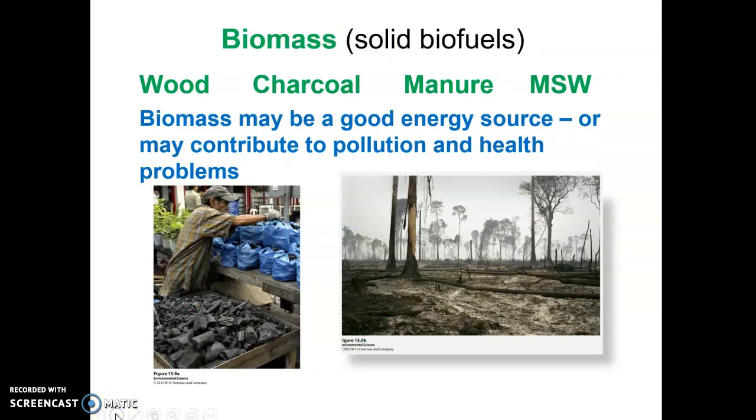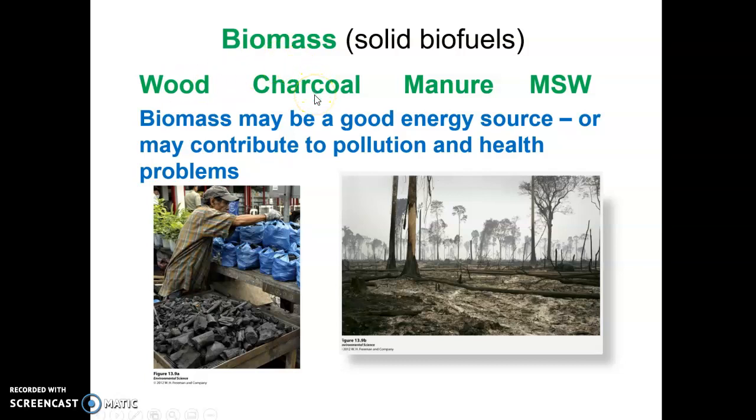So, biomass. Biomass means biological solid materials that can be used for fuel. There's also liquid biofuels, but right now we're just going to consider the solid ones called biomass. Biomass comes from wood, charcoal, manure, and municipal solid waste. Here we use the word wood loosely. It's primarily wood, but it could be from other plants.